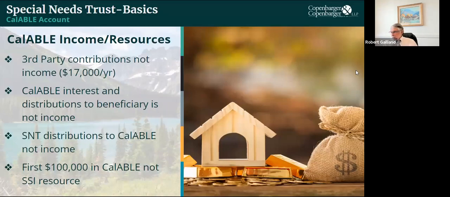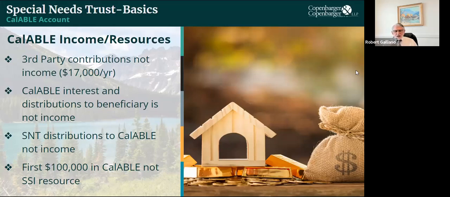Again, ABLE accounts, income and resources: third-party contributions, not income, $17,000 per year. CalABLE interest and distributions to beneficiaries, not income. Special needs distributions to CalABLE, not income. The first $100,000 in the CalABLE account will not impact any SSI benefits whatsoever.